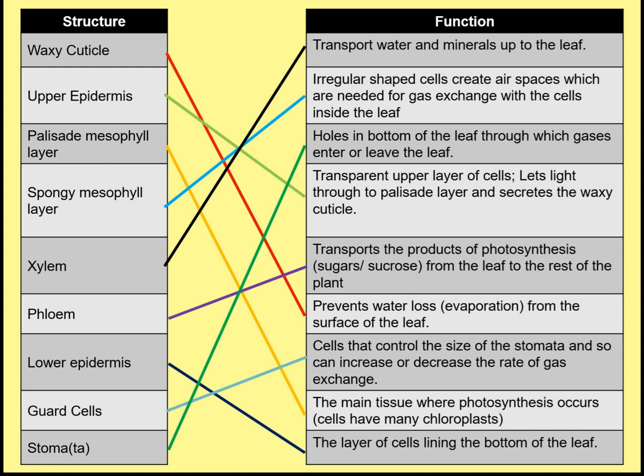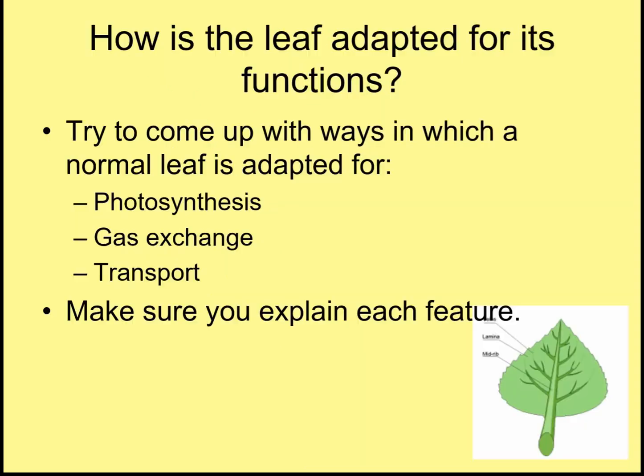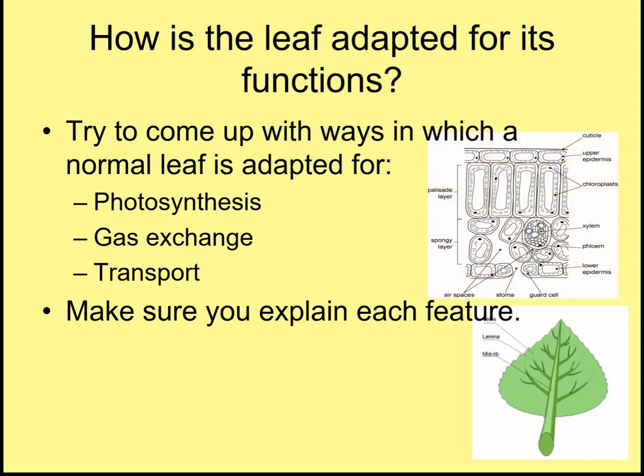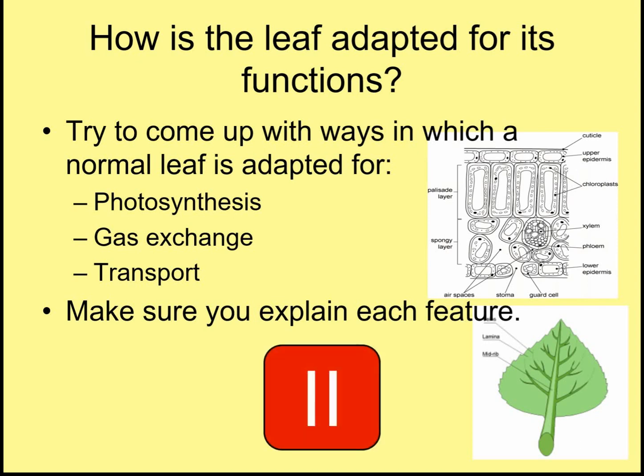So now you've done that, what I'd like you to do, and I'd like you to do this in your books, is come up with as many ways in which a normal leaf is adapted for photosynthesis and for gas exchange and for transportation. Okay, give yourself a little bit of time, let's say 5 minutes just on this, and see what you can come up with.